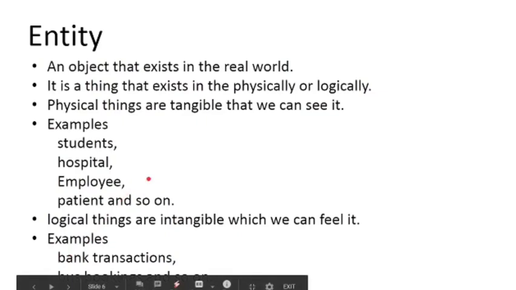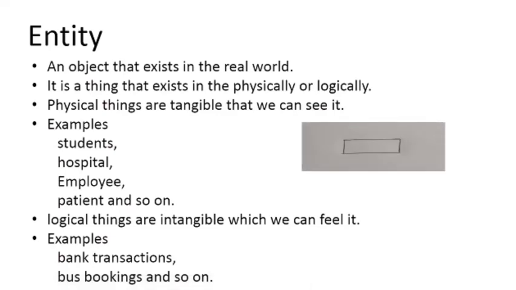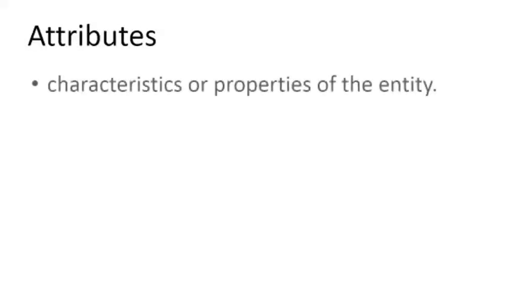Then how can we represent these things in the entity relationship diagram? That is this rectangular box. A rectangular box is nothing but an entity, that is an object that exists in the real world. Now we are clear with what entity means. Then we move on to what attribute means. Attributes are nothing but characteristics or properties of the entity.